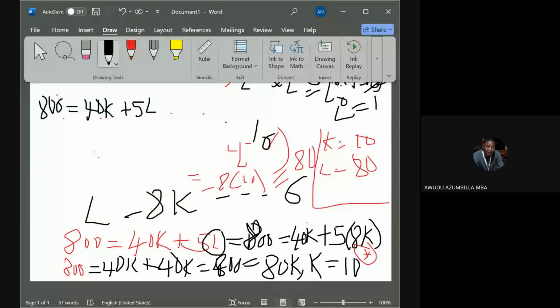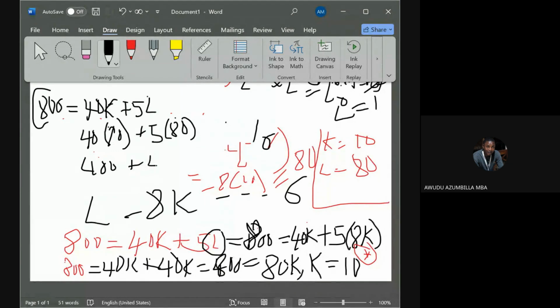Now, how do we verify that the firm must spend 800 on capital and labor? You have to look at the individual total cost. So multiply 40 by K. We have found K to be 10, so you are going to get 10 here. And we've also found labor to be 80. So if you multiply this one by this, you are going to get 400. And you are also multiplying this by this, you are going to get 400. So at the end, 800 is equal to what? 800.